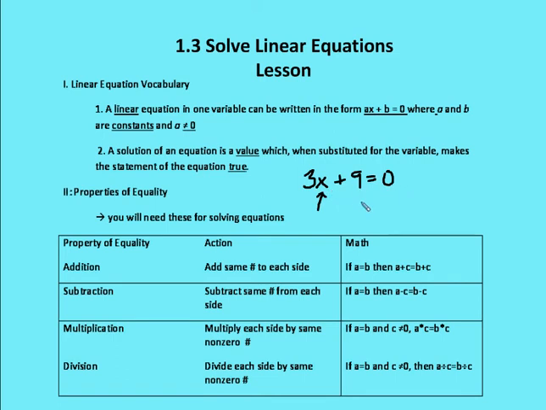We can see that when x is equal to negative 3, 3 times negative 3 plus 9 is equal to 0. So when x is equal to negative 3, the statement of the equation is true, and so negative 3 is a solution of the equation.